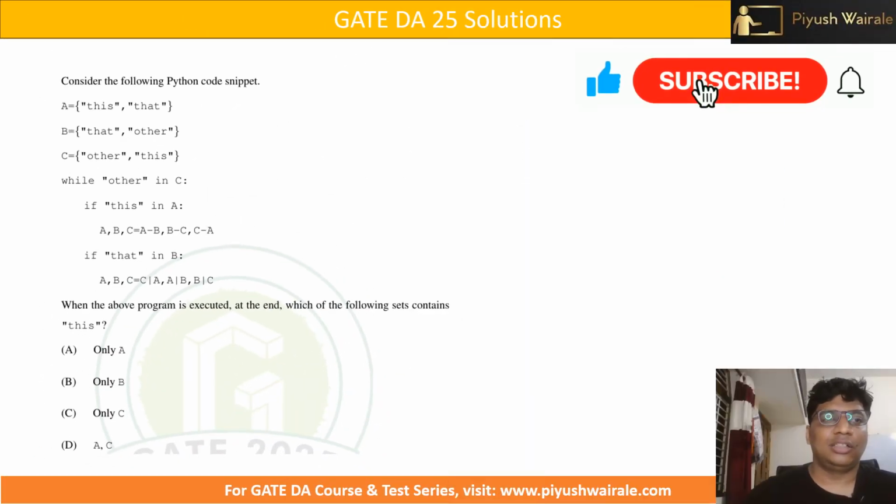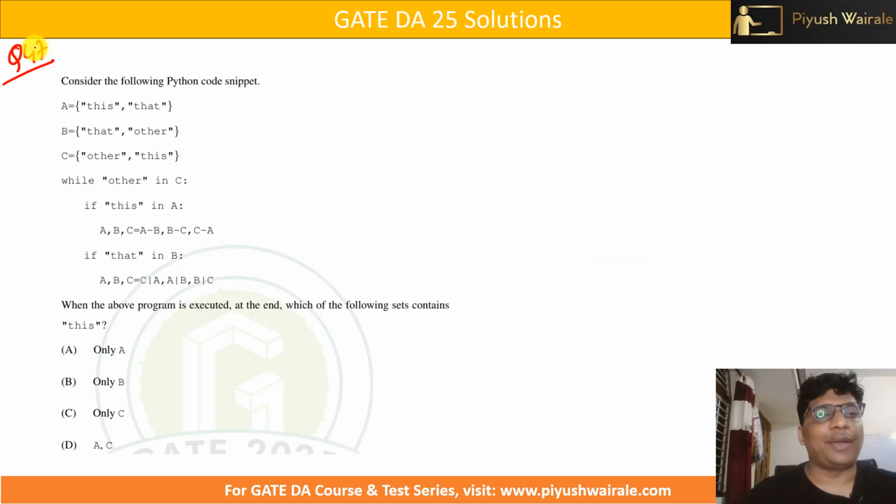Hello everyone. In this video we are going to discuss question number 47 of the GATE DA25 exam. This was asked for 2 marks, and this question is based on Python code. If you look at this particular Python code, we need to find out which of the following sets contains this when the program is executed at the end.